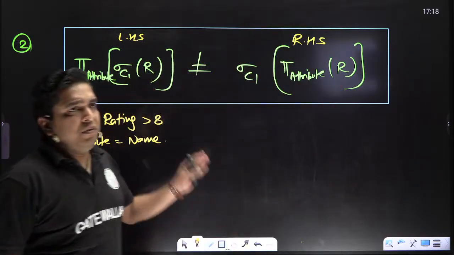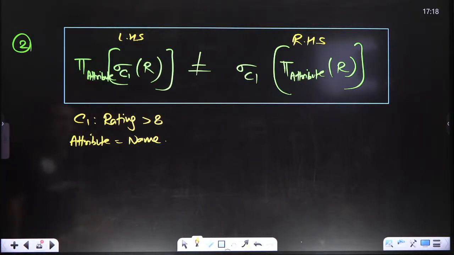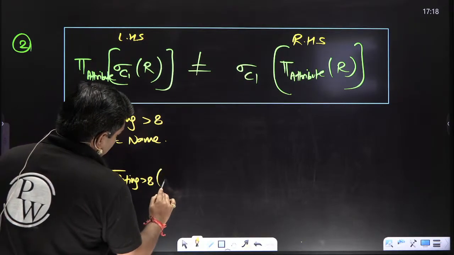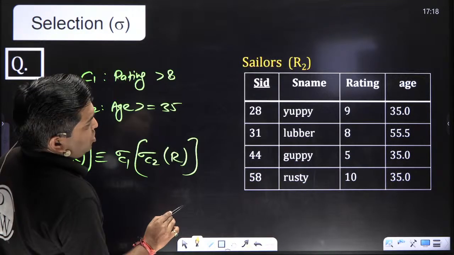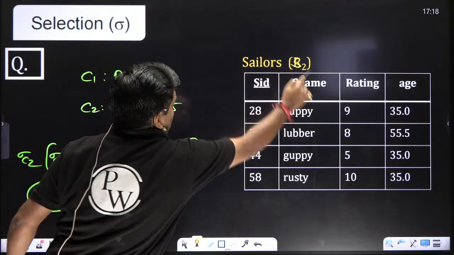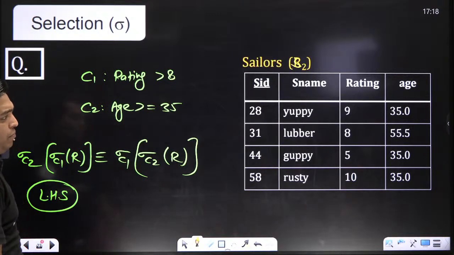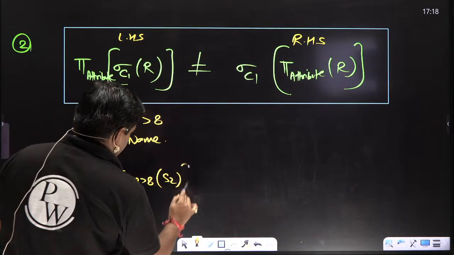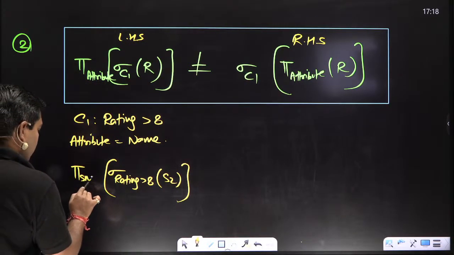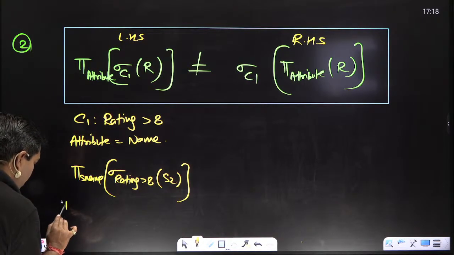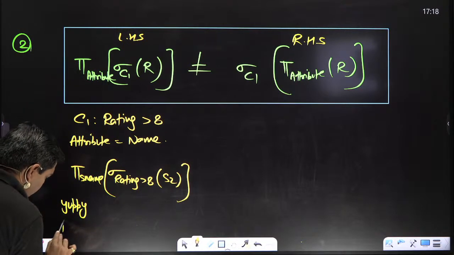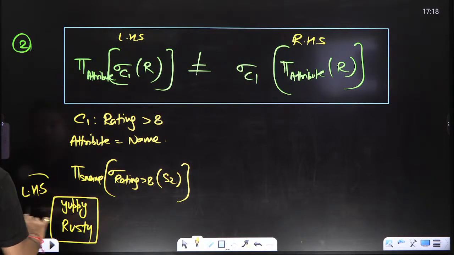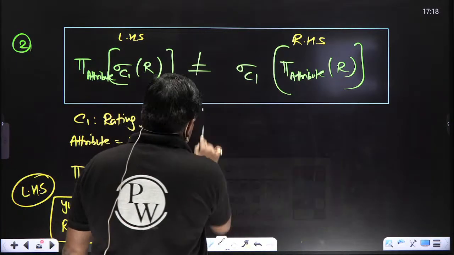So let me know, are these equal? First you apply the condition rating greater than 8 from table S2. It is S2, not R2. Rating greater than 8, then find the name: UP and Rusty. Then you will get UP and Rusty. Crystal clear? This is the LHS output.